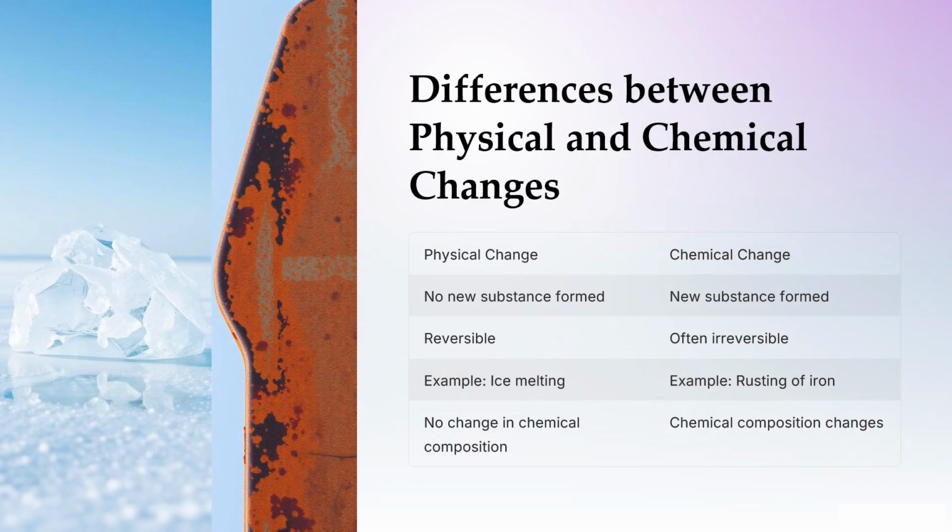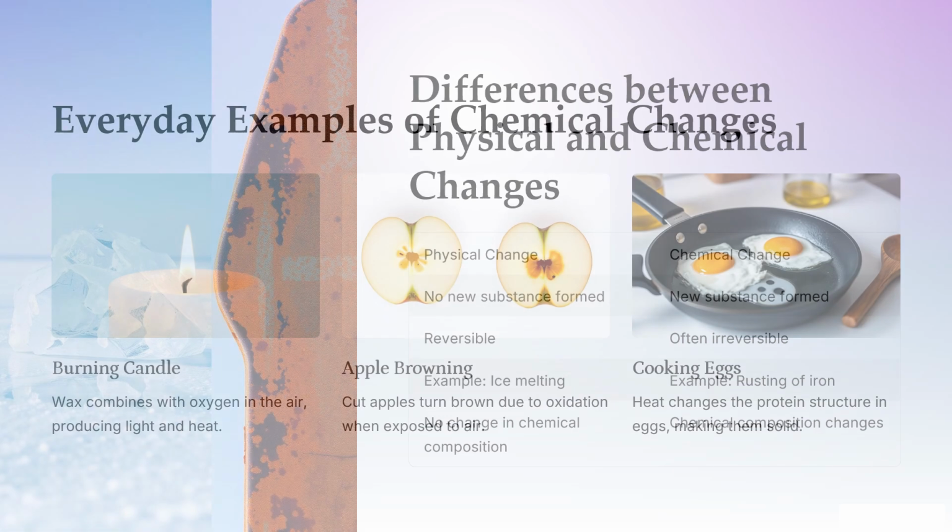Now we will see the differences between chemical and physical changes. In physical change, no new substance is formed, while in chemical change, a new substance is formed. Physical changes are reversible, while chemical changes are often irreversible. Example of physical change is ice melting, and example of chemical change is rusting of iron. In physical change, no change in chemical composition happens, while in chemical change, the chemical composition changes.